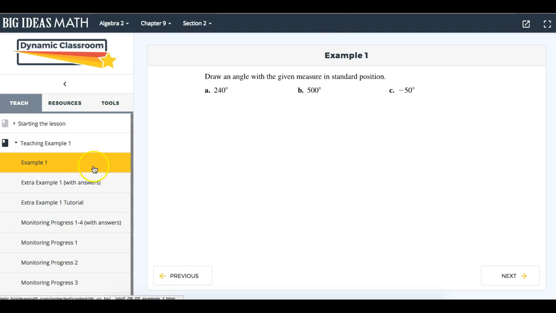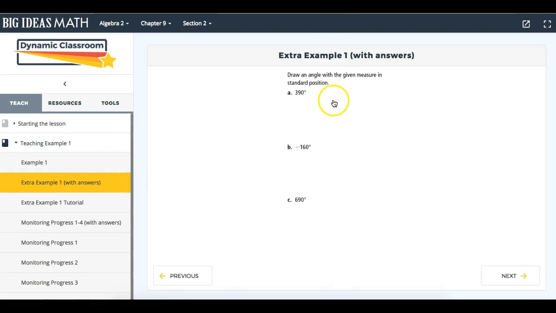But what I want you to do is tell me for A, B, and C what quadrant the terminal side of each angle will be in. So you've got 3 angles right here, 390, negative 160, and 690. What quadrant will the terminal side be in? So quadrant 1, 2, 3, or 4. Okay, go ahead and enter all 3 of your answers into the text box. Just label them A, B, and C, and tell me what quadrant the terminal side will be for each angle.